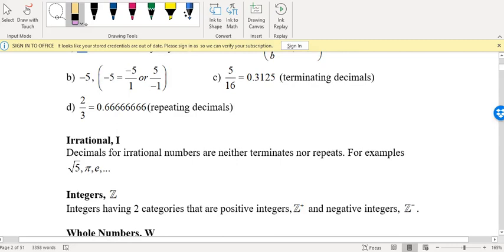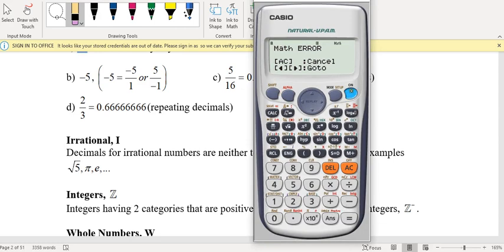Irrational means that the numbers neither terminate nor repeat. You will not see a repeat. For example, I give you an example here, let's say e to the power of 1. Can you see? The digits will not repeat.